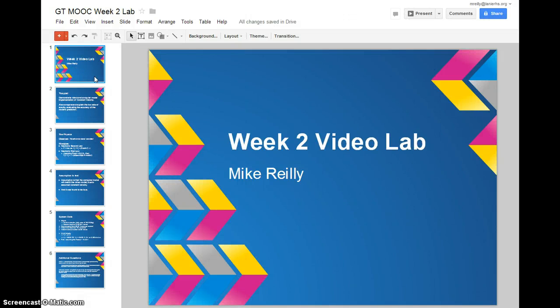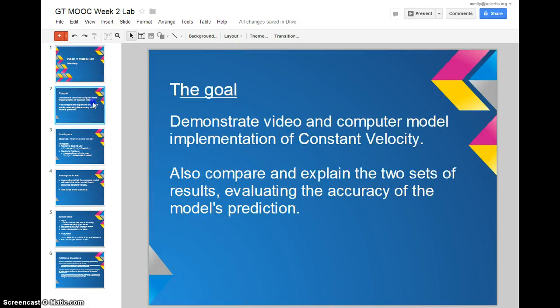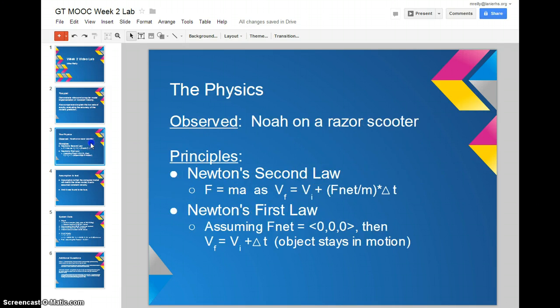So this is my attempt at the lab. During this lab, we're doing the same standards as others. We're going to demonstrate the video and computer model implementation of constant velocity and then compare the results.